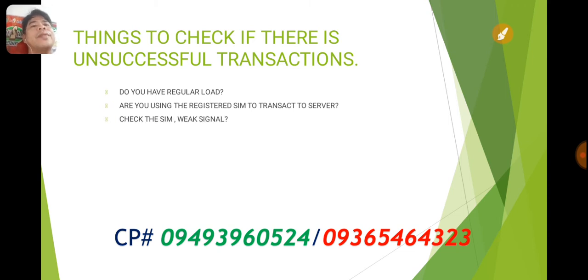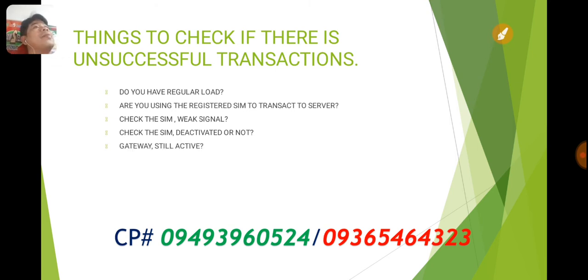Check if the SIM signal is weak or strong. What are we checking on the SIM? If it has a stronger signal or weak signal. Weak signal results in delayed SMS, resulting in no transactions. Check if the SIM is deactivated or not. A while ago, I told you that the SIM is okay for calling, but when sending and receiving text messages, there goes the problem.